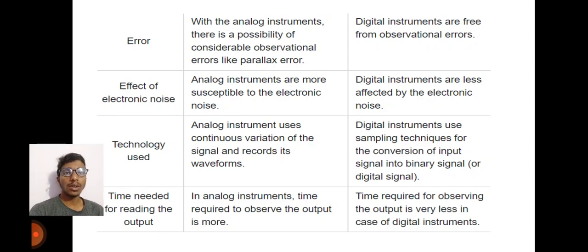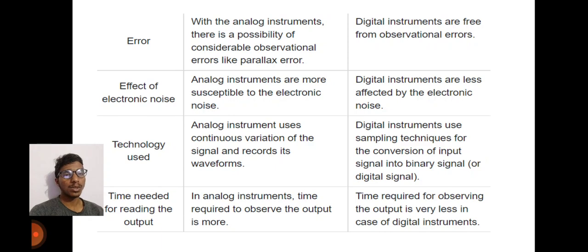An effect of electronic noise. Analog instruments are more susceptible to electronic noise. In analog instruments, noise is a major problem because of the aging of the components, etc. Digital instruments are less affected by electronic noise. Hence, the major disadvantage of analog instruments is noise. So we are going for digital instruments to reduce these noises.